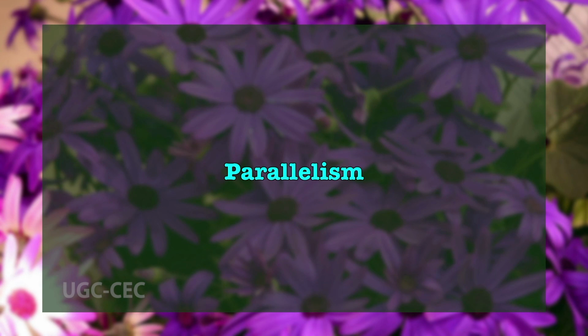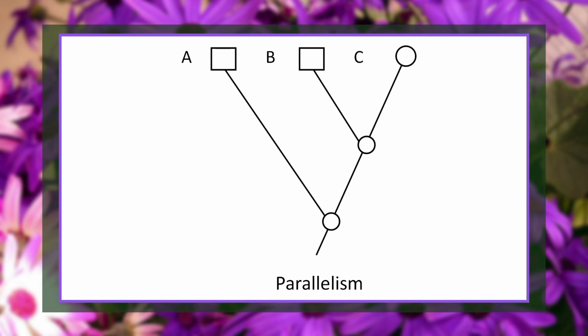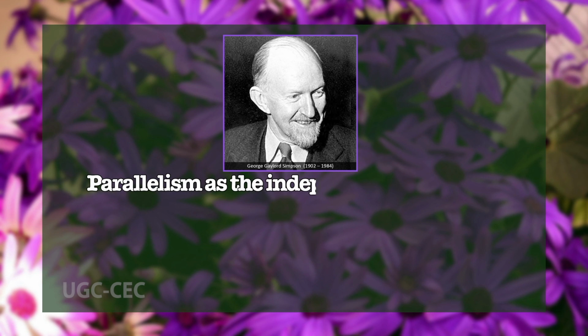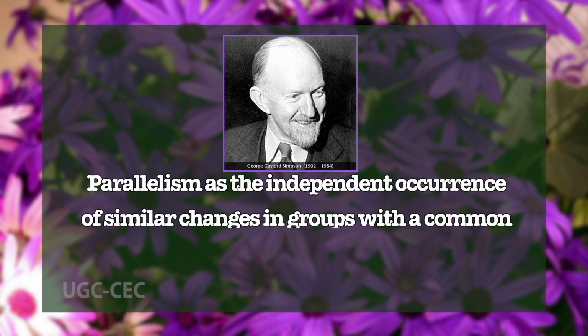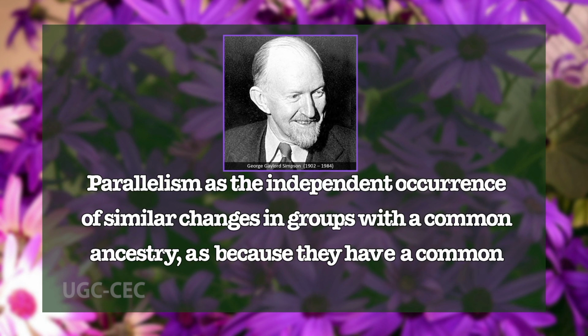Number 1, parallelism. Parallelism implies a similarity in the biological makeup of ancestral forms. If the common ancestor of two organisms was not very ancient, and if the evolution in descendant lines followed more or less the same course, then the term parallelism is used. The term is usually applied when the organisms have a common ancestor, but the character state was not present in their common ancestor. Simpson defined parallelism as the independent occurrence of similar changes in groups with a common ancestry, as because they had a common ancestry.